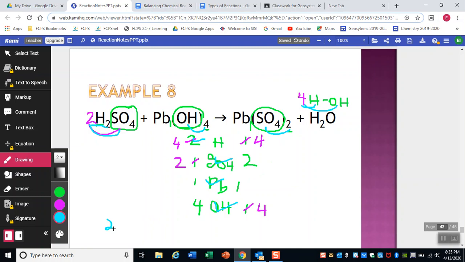So my coefficients would be 2, 1, 1, and then I would have 4. And that is my final answer. Alrighty.